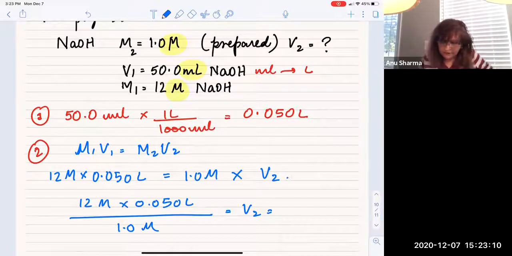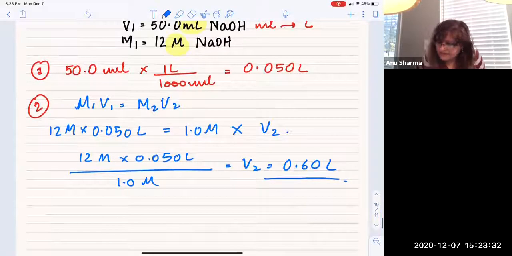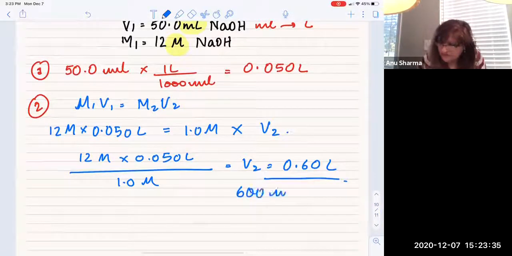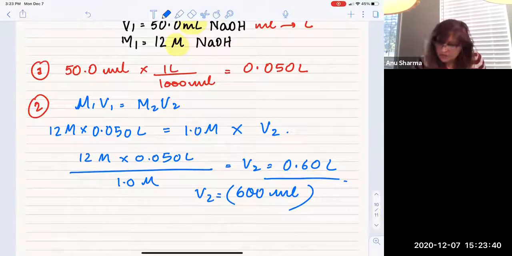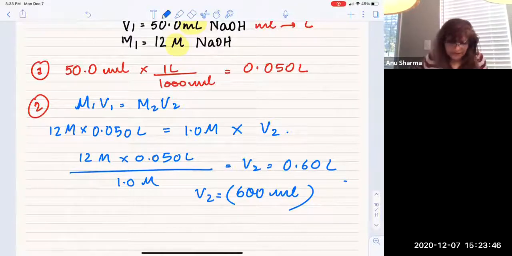Do the calculations, guys. Okay, 0.6, very good. So this is 0.60, or 600 milliliters. 600 milliliters of volume. So this solution is going to be, is either in milliliters one of your choices. So this is one thing. Okay, so this is going to be on the test.